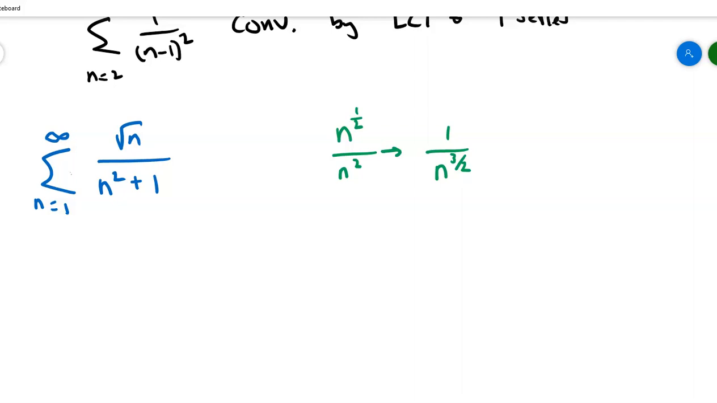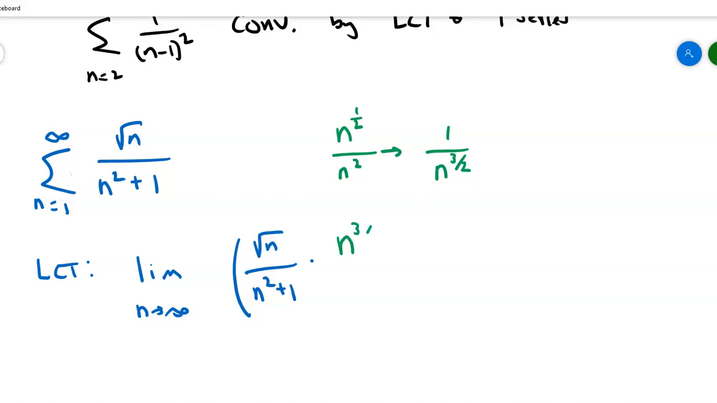So I'm going to use this as my comparison function, and I'm going to take a limit, and the limit comparison test I think will actually work a lot faster than me sitting there and comparing how 1 over n to the 3/2 compares to that original function. So let's run the limit comparison test. Let's take the limit as n approaches infinity of, you think I can do this all in one shot? I got the square root of n over n squared plus 1 divided by the green function, but dividing by the green function is the same thing as multiplying by the reciprocal of the green function.